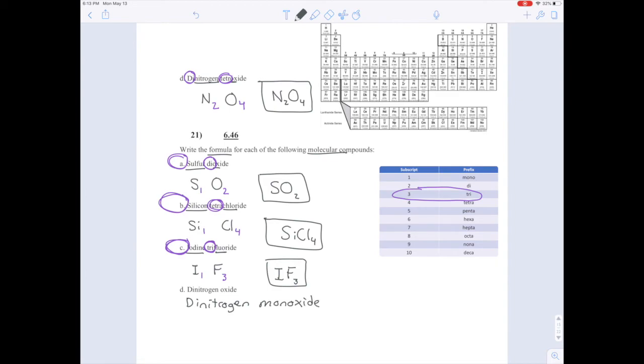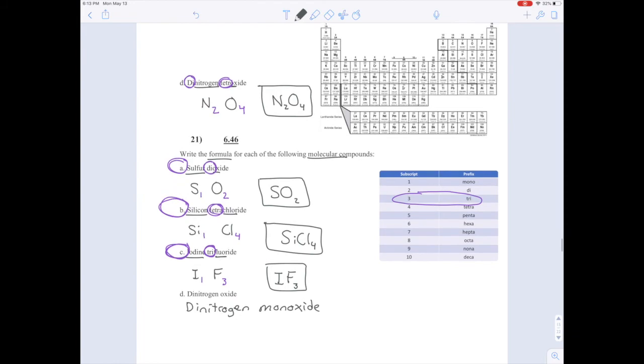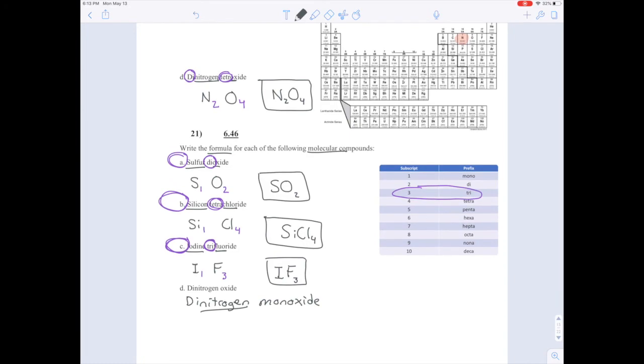Okay, so first things first, let's write the symbols for the elements. The first one is nitrogen, and the symbol for nitrogen is a capital N. It's in the top right of the periodic table. So capital N. Then we have ox, and that's referring to oxygen, which is just to the right of nitrogen on the periodic table in the top right. So a capital O is the symbol for that.